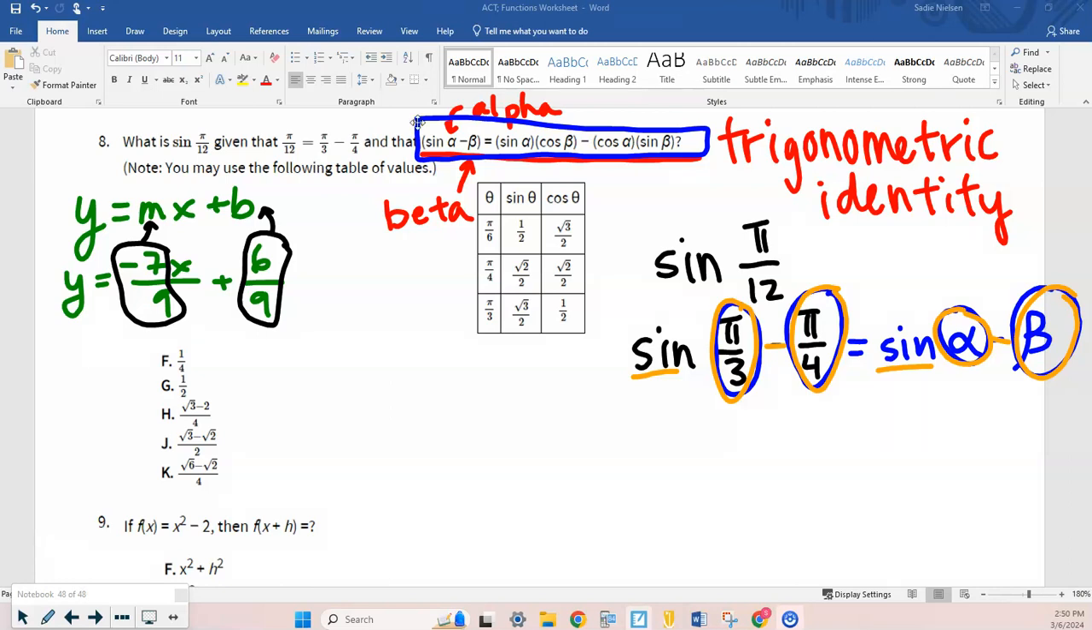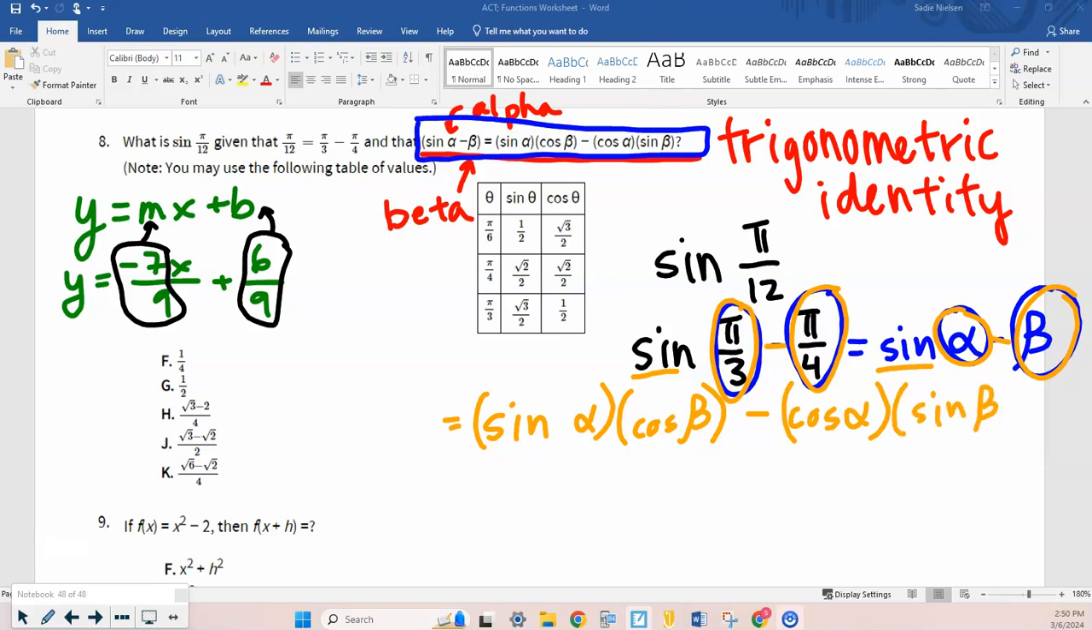No? Okay, so now we do this funky formula, okay? So it says sine of alpha times cosine of beta, minus cosine of alpha times sine of beta, okay? And now it becomes a plug and chug problem, okay? Everywhere you have an alpha symbol, you're gonna put in pi over 3. Everywhere you have a beta symbol, you're gonna put in pi over 4. So this problem is now gonna look like this, okay?